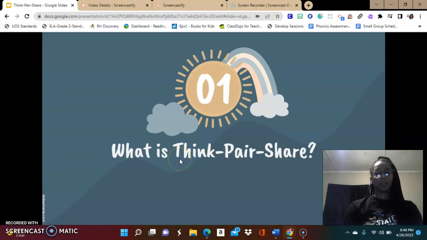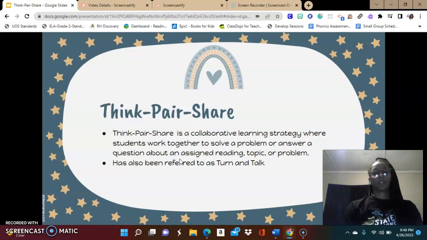So what is Think-Pair-Share? Think-Pair-Share is a collaborative learning strategy where students work together to solve a problem or answer a question about an assigned reading topic or problem. It has also been referred to as turn and talk. The difference between turn and talk and Think-Pair-Share is that turn and talk does not give the students the time or opportunity to think, or share. It's mostly just pair.